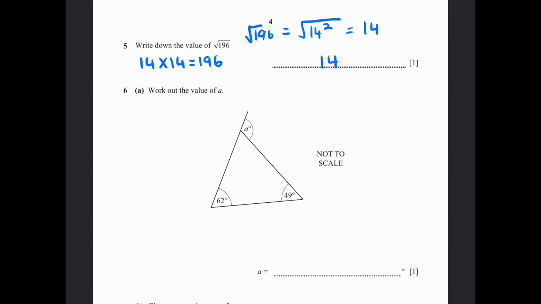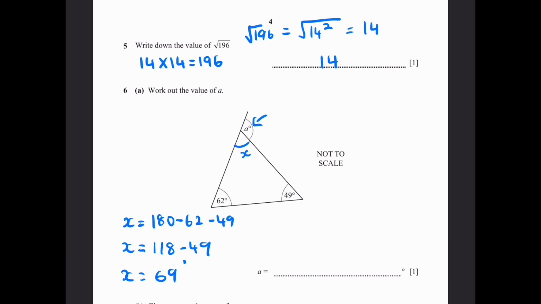Question 6. A. Work out the value of A. Over here, this angle is A. We can use the angle sum property of a triangle to find this. I'll name it as x. So x equals 180 minus 62 minus 49. X equals 118 minus 49. X equals 69 degrees. That's not it.